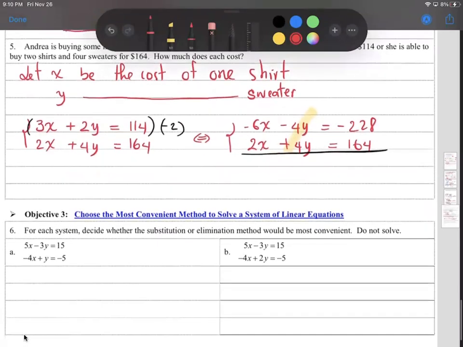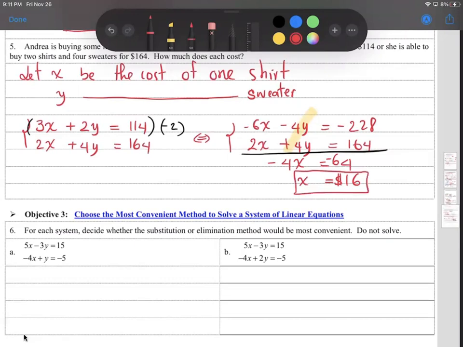-6x plus 2x is -4x, equals -228 plus 164, which is -64. Sorry, -64. Divide both sides by -4: x equals 16. So a shirt costs her $16.